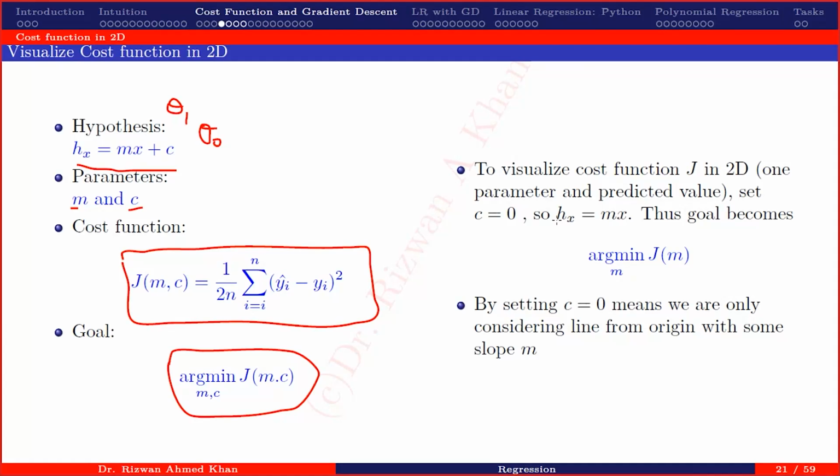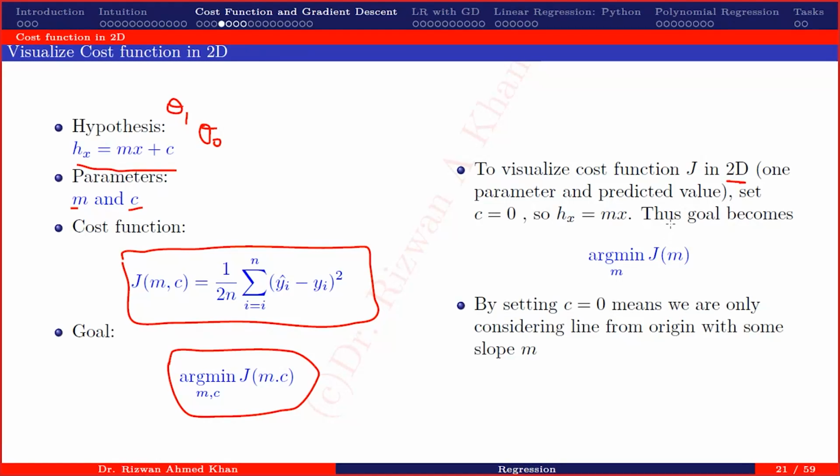Now, before going deep into the mathematics of how we can optimize values using gradient descent, I want to give you some visualization of the cost function because it's very important to visualize it. To visualize cost function j in 2D, one parameter and one predicted value. Because in 2D it's very intuitive to see. I will show you how we can do it in 3D as well. But initially I will show you in 2D how we can visualize this cost function, and then I will visualize in 3D. So in 2D I will just have one output and one input.